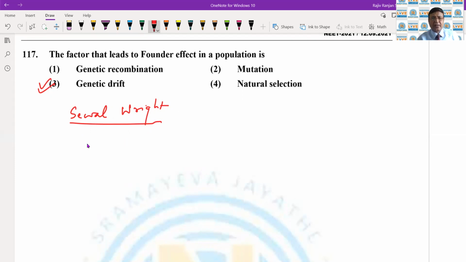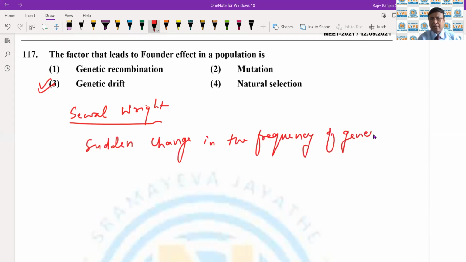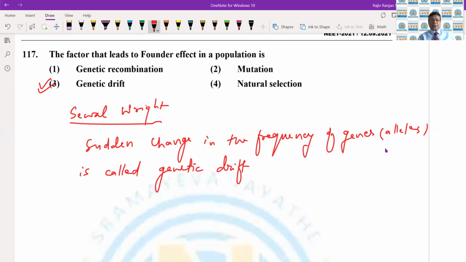So genetic drift is the sudden change in the frequency of genes. In the frequency of genes is called genetic drift. I had better use the term alleles. Okay, so this is called genetic drift.